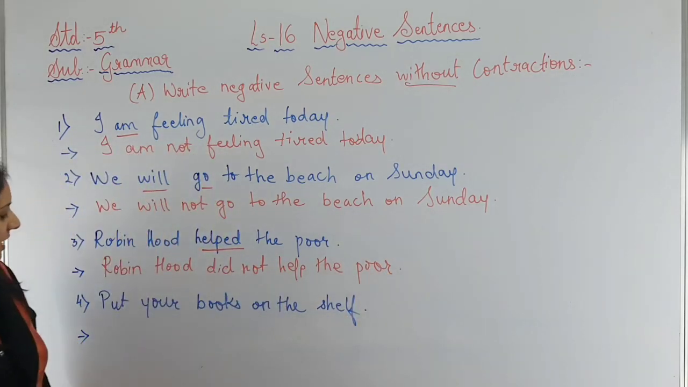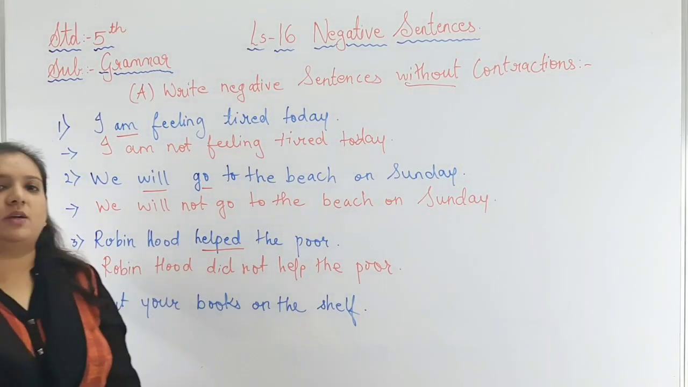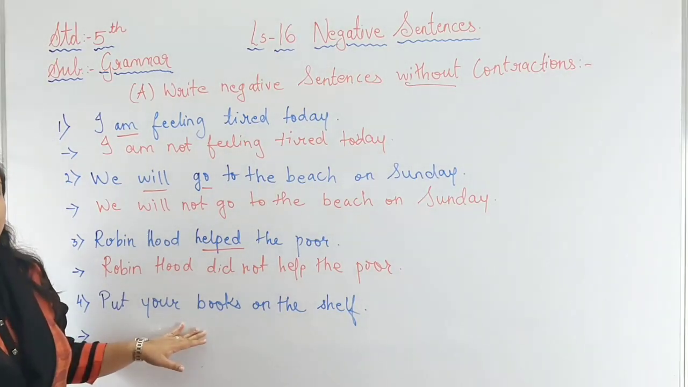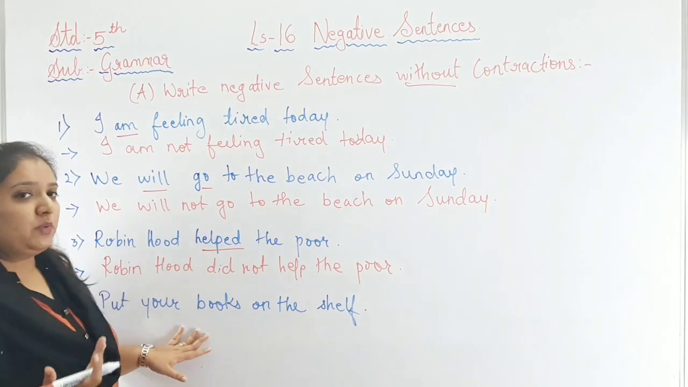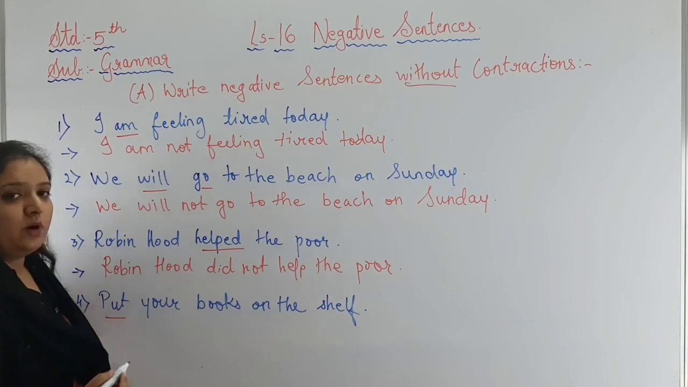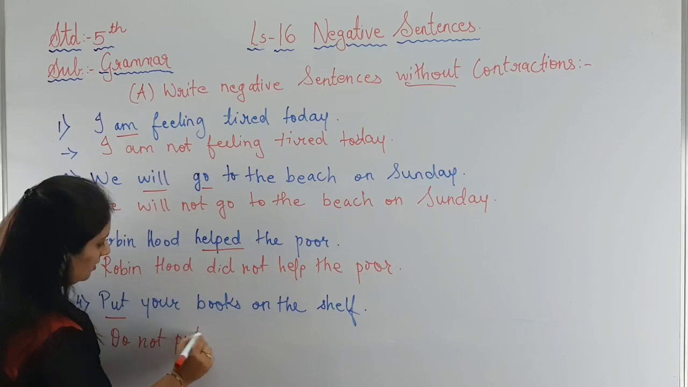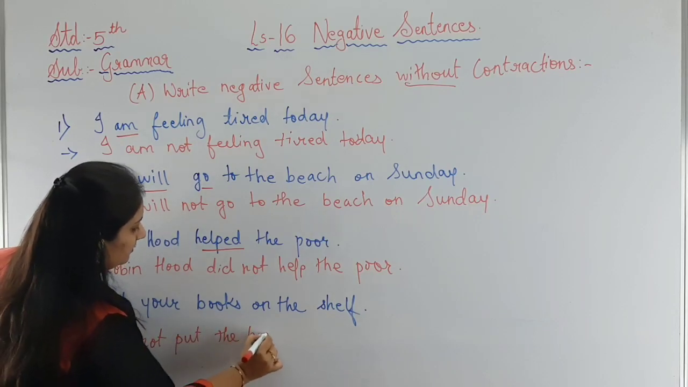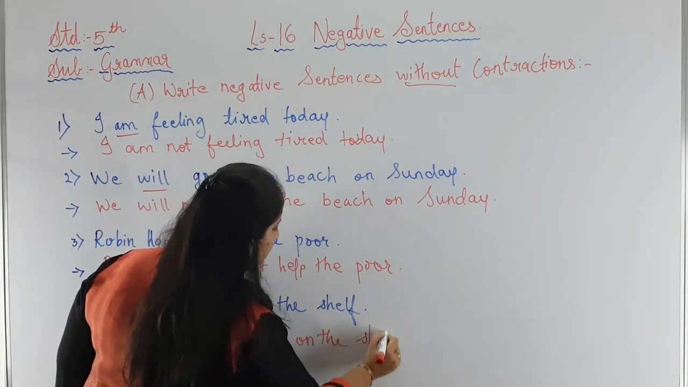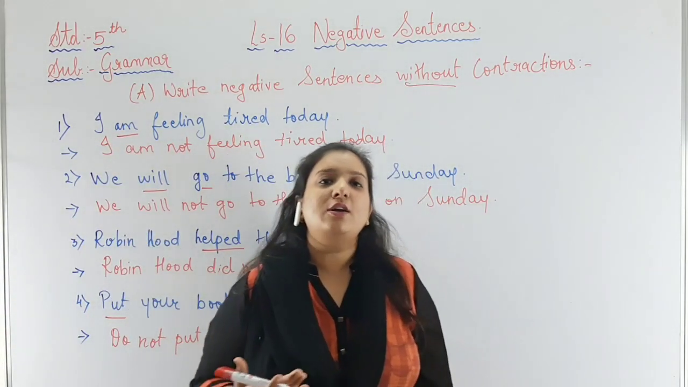Okay. And the last one is, put your books on the shelf. By looking at this statement, I feel that someone is giving me an order. So this is an imperative type of sentence. For imperative, we use the words do not. But where? Before the verb. So in this sentence, what is the verb? I see put is the verb. So we will start, do not put the books on the shelf. So students, you have to identify the sentence and you have to apply the rules.